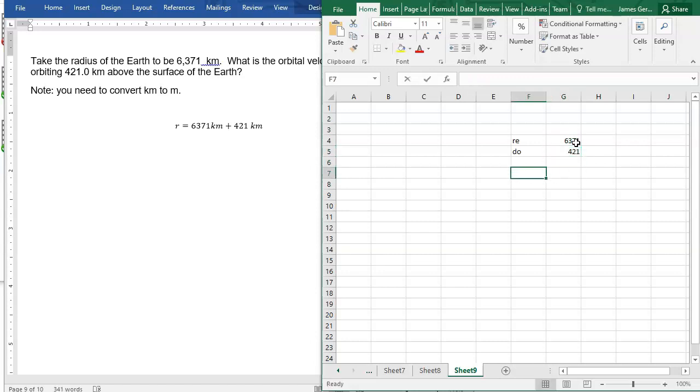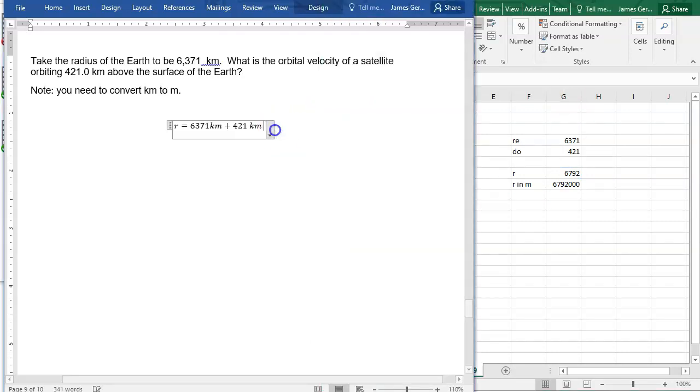And so the distance of this satellite from the center of the Earth is the sum of those two, which I can use the sum function. All right, now we need this R in meters. So R in meters is just 1,000 times R in kilometers. Now we have R in meters: 6,792,000 meters.